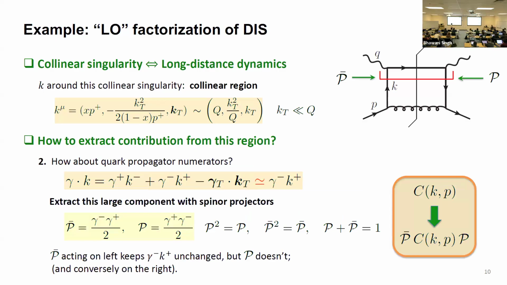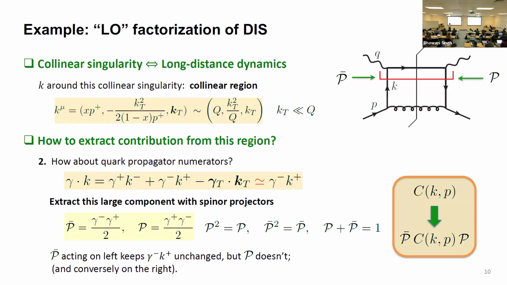The second approximation is that we also need to take a look at the numerator factors of these propagators. The numerator takes the form of gamma dot K, or K slash. If you expand this in light front coordinates, you have a gamma plus K minus term, a gamma minus K plus term, and the dot product of the transverse components. Still from the scaling here, we know that only the K plus term dominates. So we only keep this term, and we can safely throw away the other two terms.